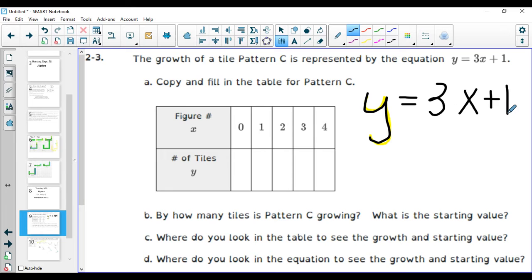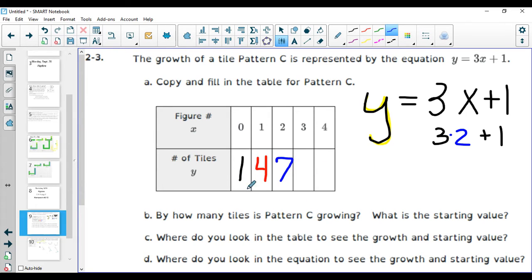If that doesn't make sense right off the bat, x is representing the figure number, y is representing the number of tiles. So if our figure number is 0, 3 times 0 plus 1 is going to give us 1. If we change it to 1 for our figure number, 3 times 1 is 3, 3 plus 1 is 4. Change it to a figure number of 2. 3 times 2 is 6. 6 plus 1 is 7.